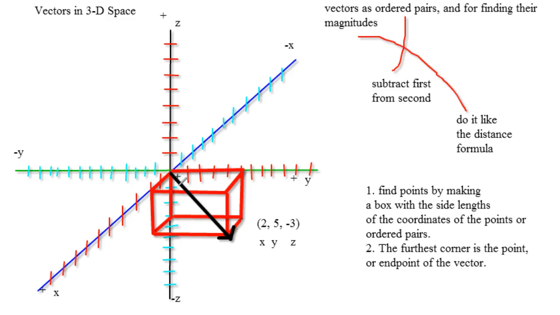When you're working with three-dimensional vectors, just take your time. Remember, find the points by making a box with the side lengths of the coordinates of the points or ordered pairs, and then the furthest corner is the end point of the vector. It just depends on how you do it. Just take your time, work with it carefully, and you should be good.